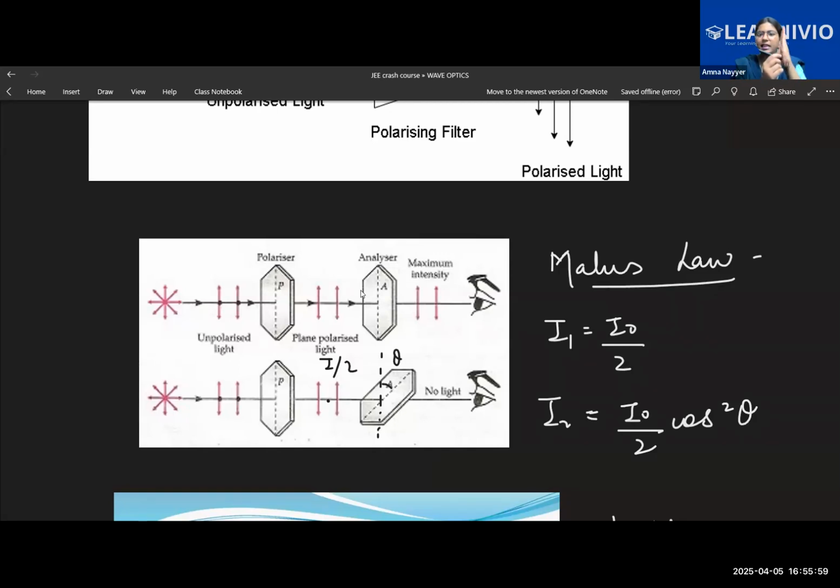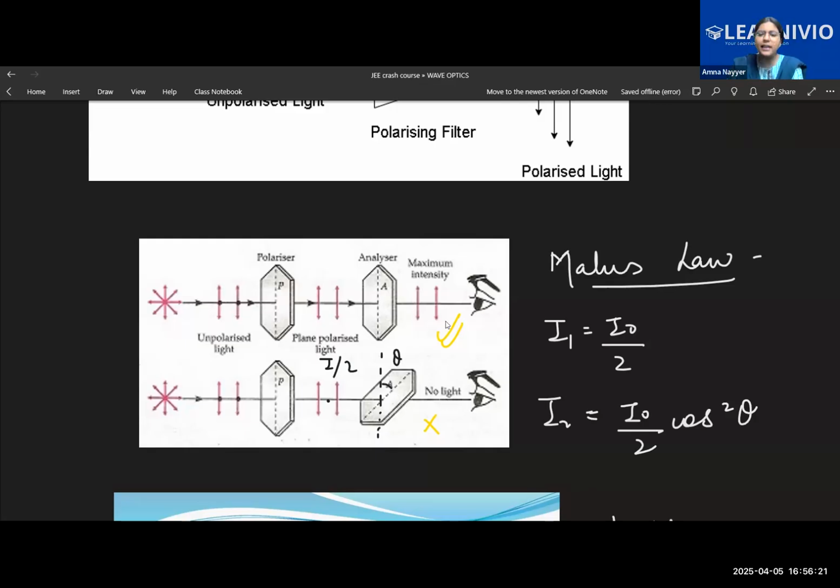But if I keep the analyzer like this, will the light rays be able to pass? No. Only if the light rays are aligned like this will they be able to pass. That's why we take this angle as theta. Here you get no light, and here you get maximum light, because the polarizer and analyzer are kept exactly in the direction of the polarized light.